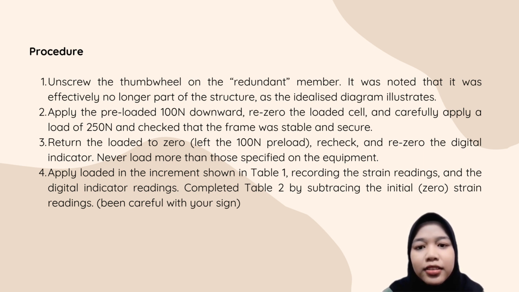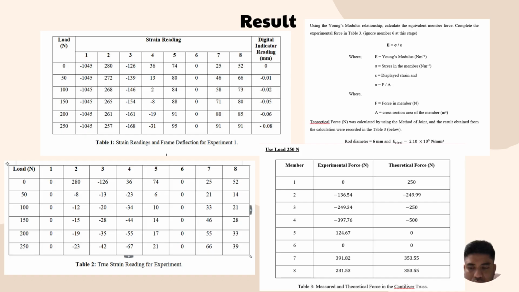For the third, return the load to zero, leave the 100 newton preload, recheck and re-zero the detail indicator. Never load more than that specified on the equipment. And lastly, apply load in the increments shown in table 1, recording the strain reading and the digital indicator reading. Complete table 2 by subtracting the initial zero strain reading and be careful with the sign. This is a result for force in a statically determined cantilever truss.